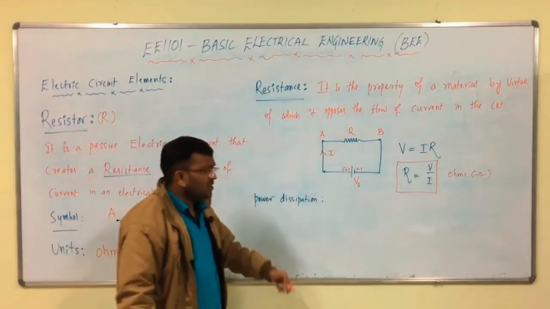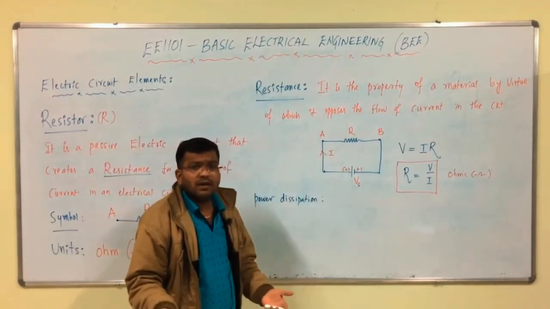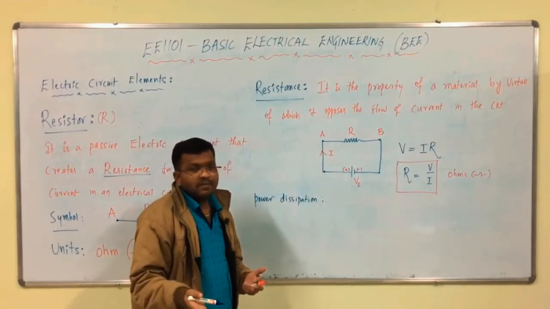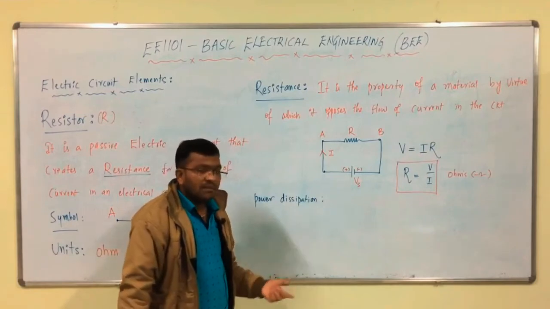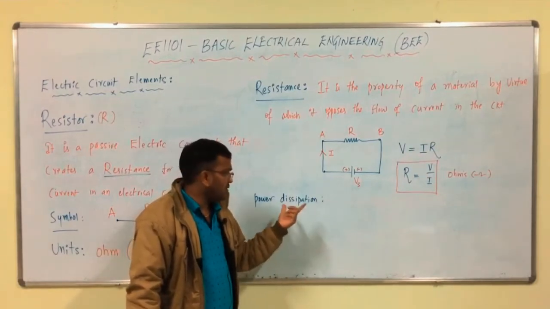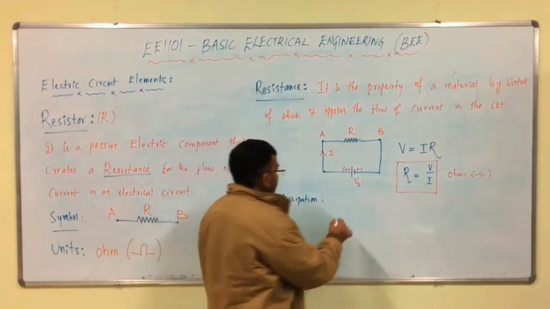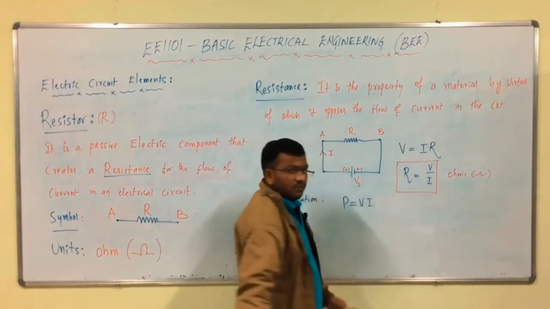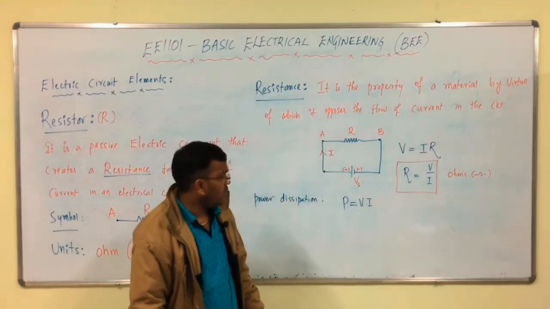What is power dissipation? It means the amount of power that can be converted into heat. The amount of power that can be converted into heat is nothing but power dissipation. Simply, we have V into I. P is nothing but V into I, no?